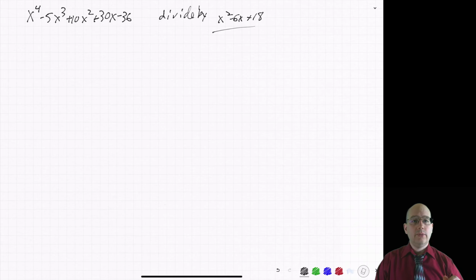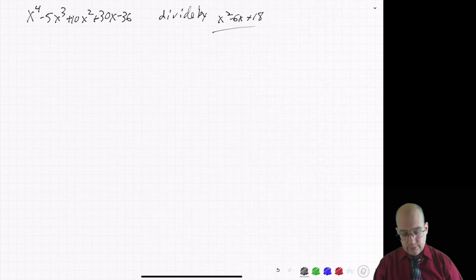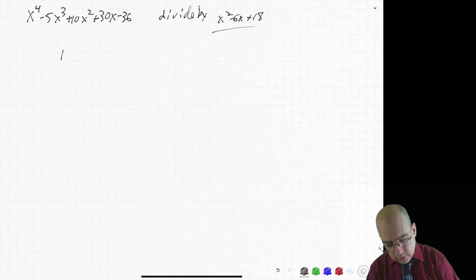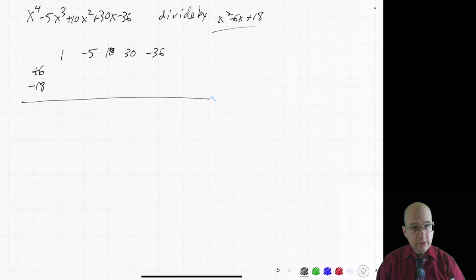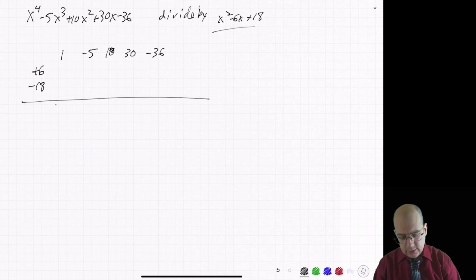So, yeah. So basically, 1, minus 5, 10, 30, minus 36. And then plus 6, minus 18. So flip the signs of the coefficients. Leading coefficient of the divisor is 1. So we can use this. And we just do it. 1, so 6, minus 18. Minus 5 and 6 is 1. So 6 and minus 18.